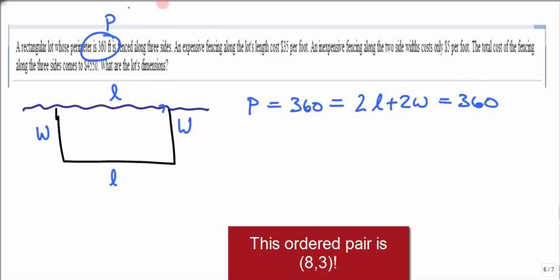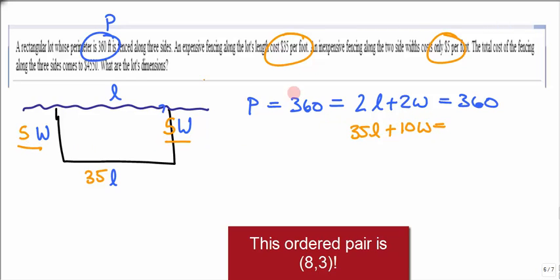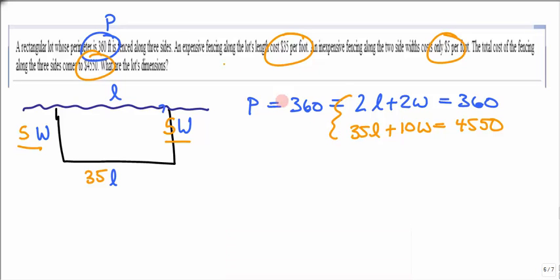Now my cost, let's see, an expensive fence along the lot's length is $35 per foot. So the cost to fence this distance is 35 times L, the number of feet. And then $5 per foot are on the sides. So this is $5 times the number of feet. So I know that 35L then would be the cost of the long side. Each of the smaller sides would be 5W plus 5W or 10W, and the total cost is $4,550. So this is my system of equations.